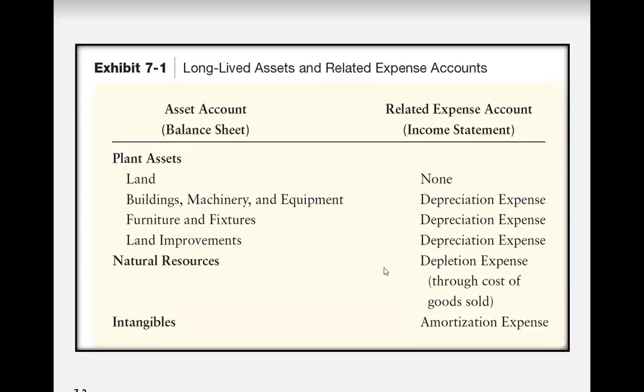We would depreciate buildings, machinery, equipment, furniture and fixtures, and any land improvements. Those land improvements would include if we put a fence up or if we did lighting or paved a parking lot, those types of improvements. Depletion expense, we're expensing that through the cost of goods sold. And then intangibles are amortization expense. We talked about that already too.